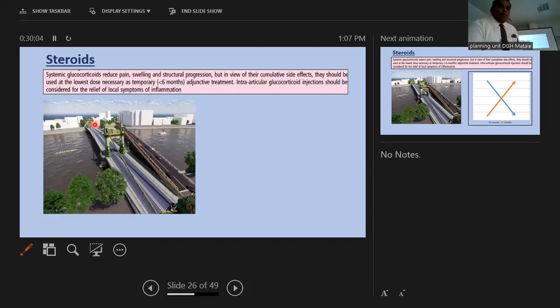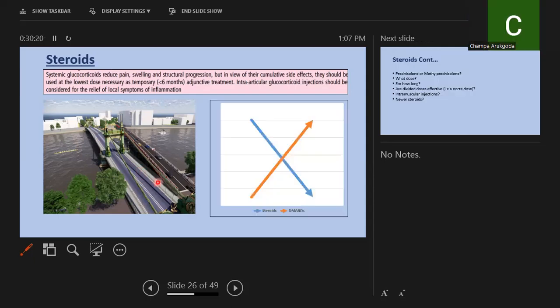So you might need to control or continue steroids for at least maybe 2 to 3 months until the proper structure, that is disease modifying drugs, starts acting. So the basic concept is, you start with a higher dose of steroid. Generally, 15 milligrams is enough for any inflammatory arthritis. 15 milligrams of prednisolone per day.